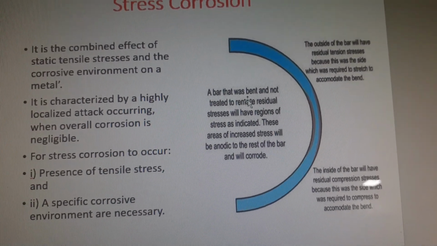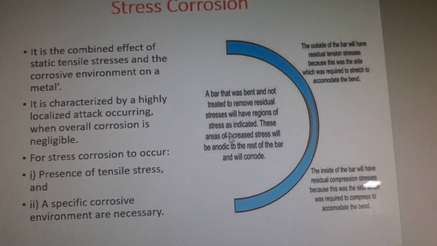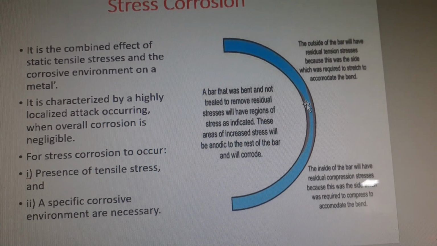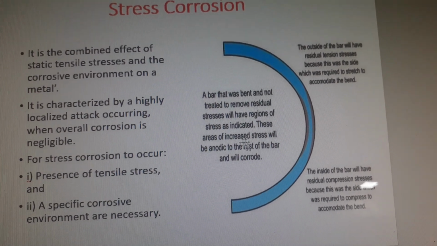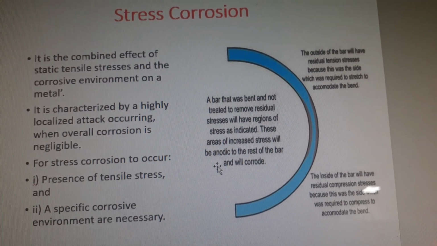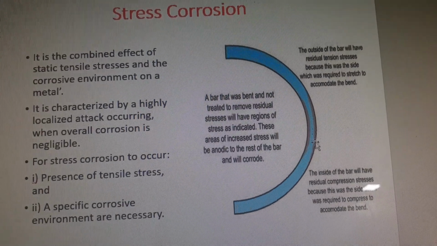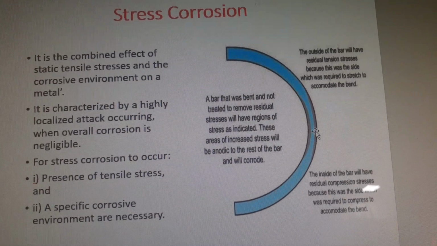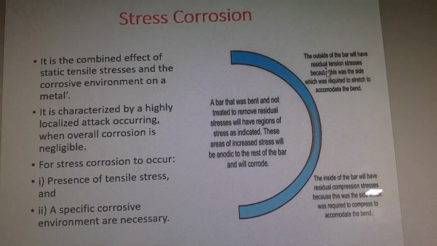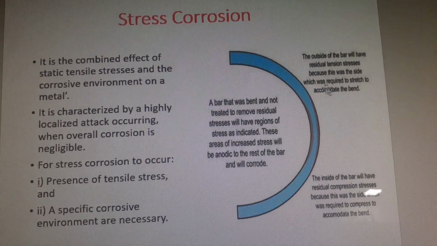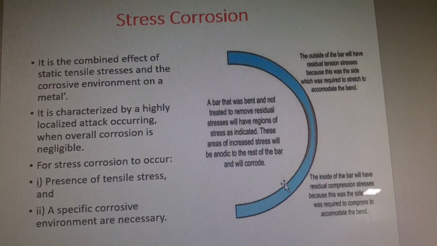A bar that was bent and not treated to remove residual stresses will have regions of stress as indicated. These are the marked stresses, indicated in a different color. These areas of increased stress will be anodic to the rest of the bar and will corrode. So this part will act as anode and corrosion will start. The outside of the bar will have residual tensile stresses because this was the side required to stretch to accommodate the bend. The remaining part will act as cathode.